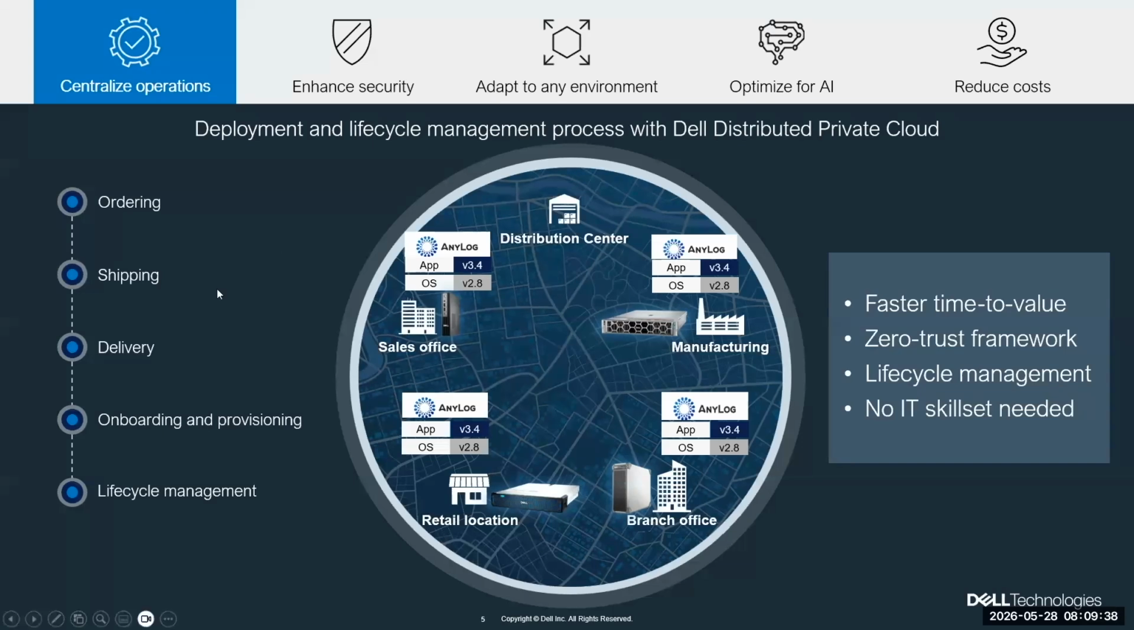So these devices are delivered, you plug them in, you connect them to the network, they deploy the OS of the device, and then they pull down the needed applications. This means that it's faster time to value. You can send less smart hands to these locations, and it becomes a very, very powerful solution in that regard.